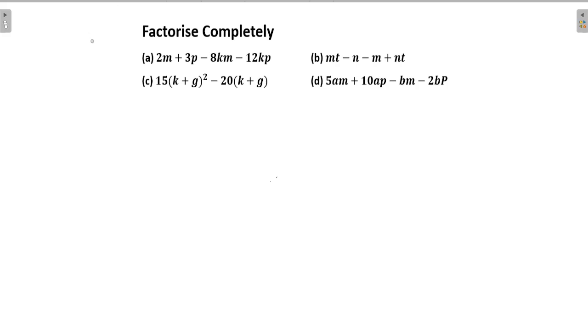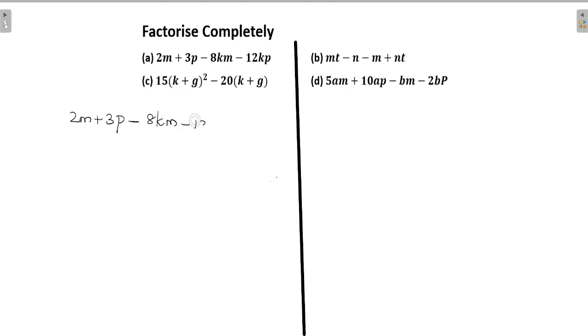Hi friends, today we are going to do the factorization of small algebraic expressions. These algebraic expressions are easy factorization. Let us start one by one. Check the first factorization. The first expression is 2m plus 3p minus 8km minus 12kp.